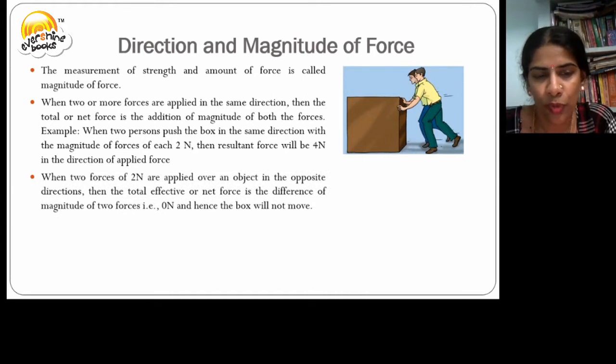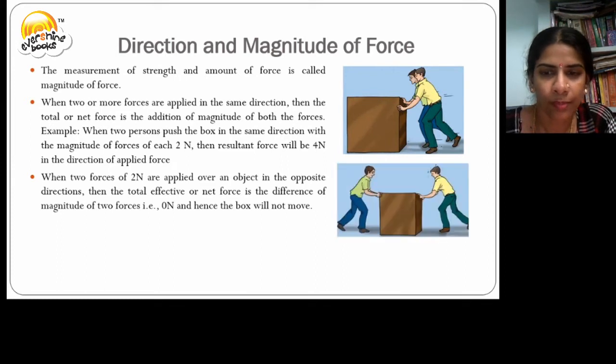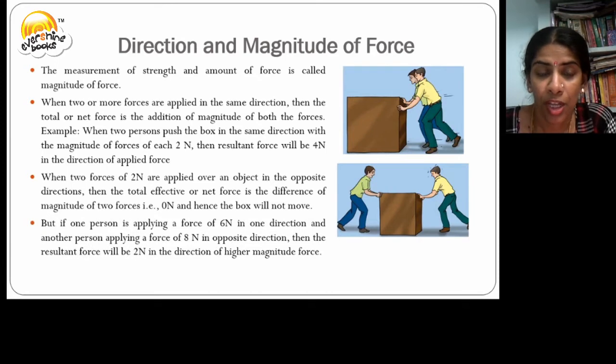When two forces of 2 N are applied over an object in opposite directions, then the net force will be the difference between the magnitudes of the two forces, and hence the box will not move. But if one person is applying 6 N in one direction and the other is applying 8 N of force in the opposite direction, then the difference, that is the resultant force, will be 2 N, in the direction of the higher force.